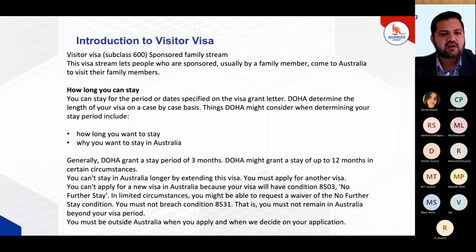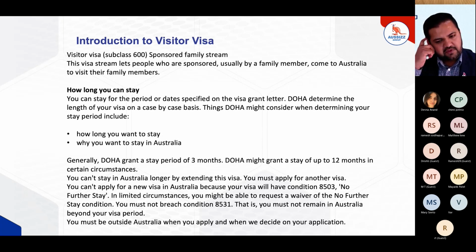The second stream we'll be covering today in the visitor visa section is the sponsored family stream. This is a stream which is not covered under the normal stream. It basically allows you to sponsor your family member to come to Australia. Normally they can stay longer, but it depends on the date specified on the visa grant letter. The Department of Home Affairs decides how long they can stay, depending on the reason you want to invite them and the reason they should be staying here.